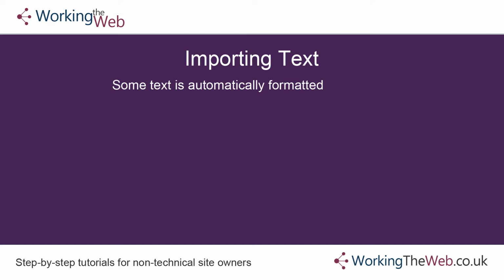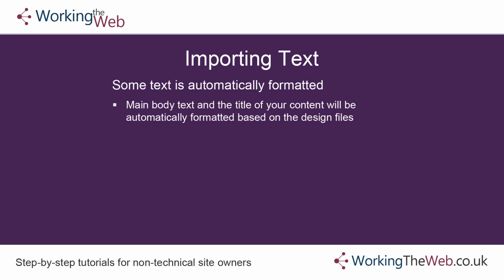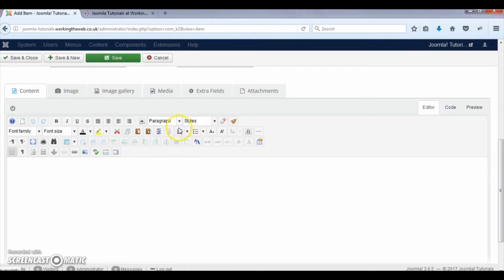Some text is automatically formatted. Your main body text and the title of your content will be automatically formatted based on the design files. For additional headings and subheadlines within the text, it is best if you stick to the styles available in the drop-down menu marked Paragraph. They are called Heading 1, Heading 2, Heading 3, Heading 4, Heading 5 and Heading 6. We will demonstrate how and when to use these styles as we work through these tutorials.